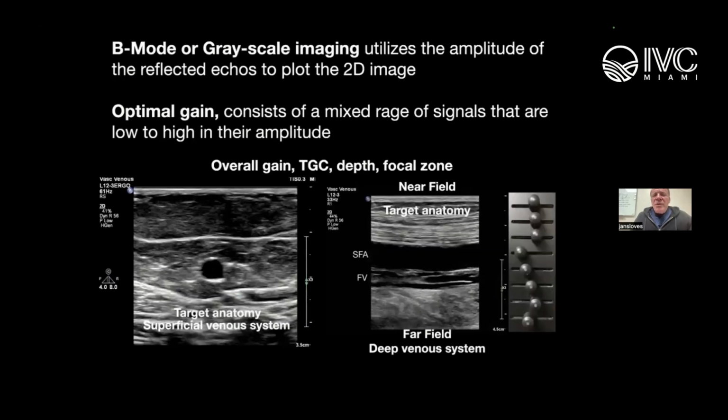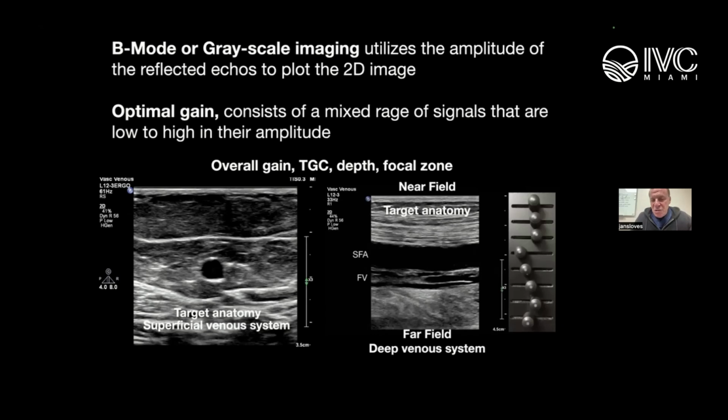Now, when we talk about B mode or grayscale imaging, this utilizes the amplitude of the reflected echoes to plot the 2D image. When I'm thinking about these images and creating them, when you're doing your image acquisition and the scan is going on, I always want to create what I call optimal gain. And typically, when you make an image, you want it to be a mixed range of signals that will be low to high in their amplitude.